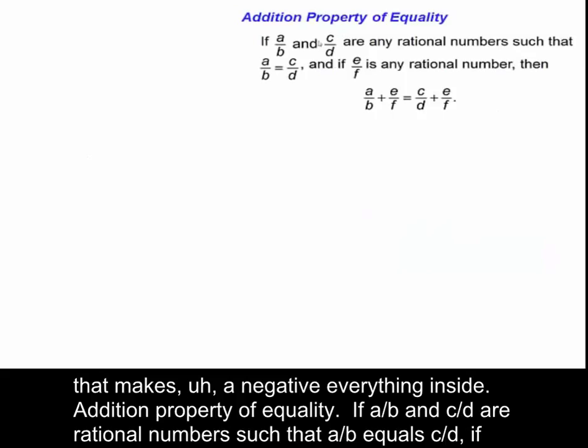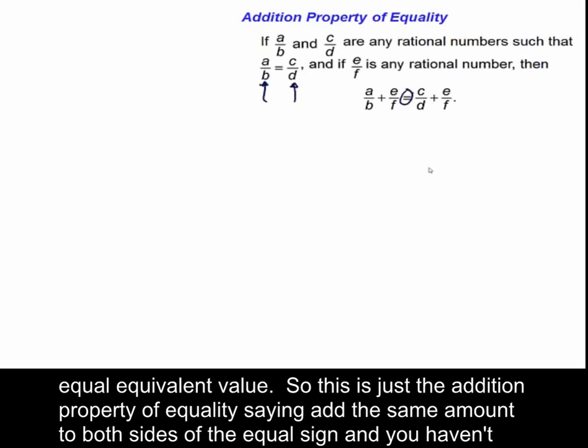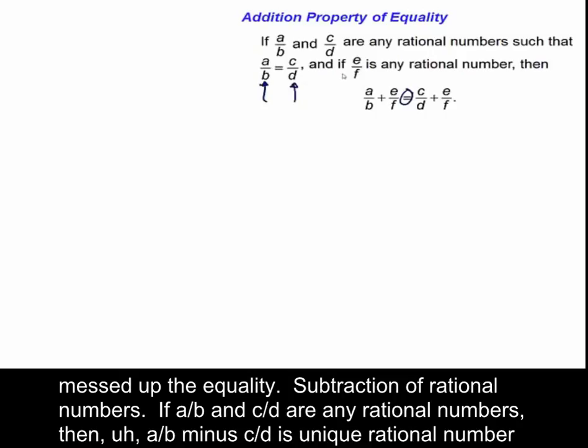Addition property of equality. If a/b and c/d are rational numbers such that a/b equals c/d, if they are the same, and if e/f is any rational number, then if I add e/f to this side of the equal sign and I add e/f to that side of the equal sign, I still have an equal and equivalent value. So this is just the addition property of equality saying add the same amount to both sides of the equal sign and you haven't messed up the equality.